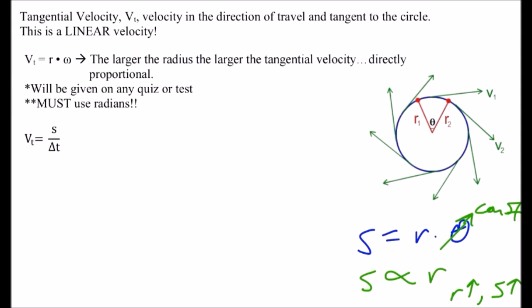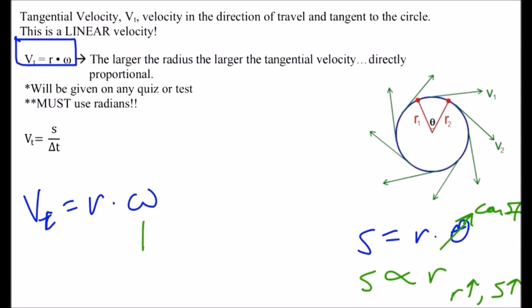Now we have two formulas that we're going to look at. Only one of them is boxed. This one right here is going to be your boxed formula for tangential velocity. Tangential velocity will be equal to the radius times the angular velocity omega. That's the one I'm going to give to you. If we look at the proportion statements, tangential velocity equals r times omega. So the larger the radius, the larger the tangential velocity.